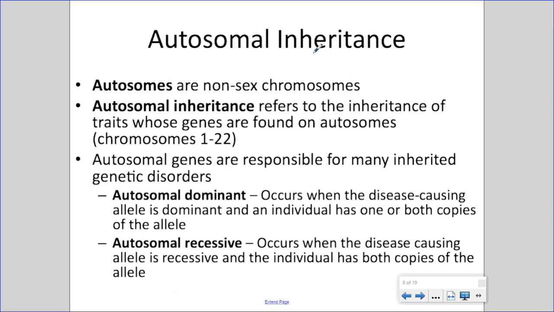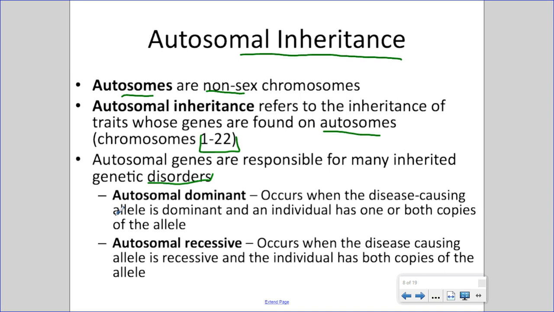So in terms of patterns of inheritance, there's two types. There's what's called autosomal inheritance. These come from the autosomal chromosomes, and remember that autosomes are the non-sex chromosomes. So autosomal inheritance refers to the inheritance of traits whose genes are found on autosomes, chromosomes 1 to 22. Chromosome 23 is the sex chromosomes. And autosomal genes are responsible for many inherited genetic disorders.